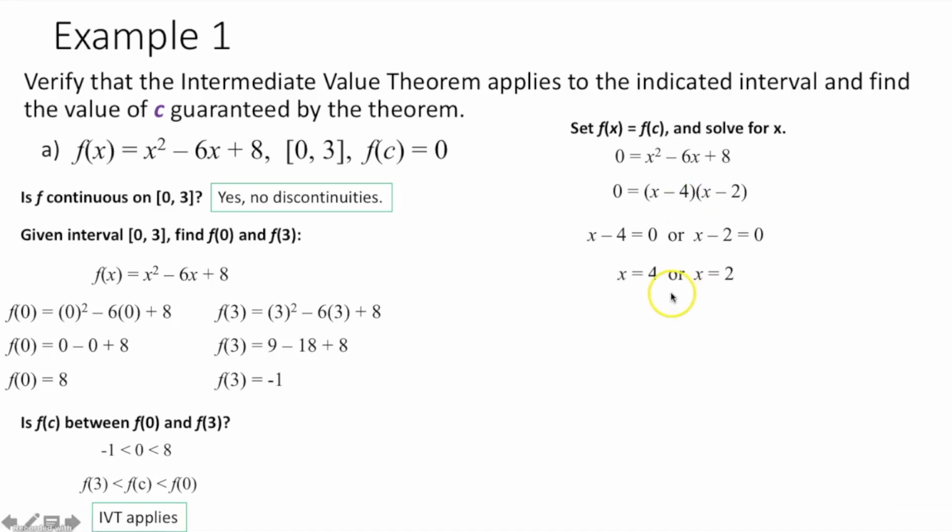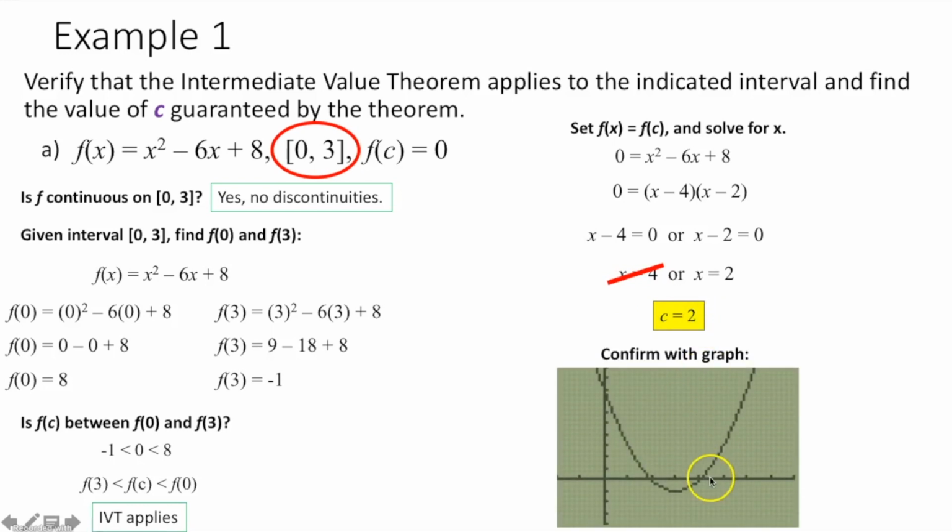But we look back at the original problem and we see that our closed interval was from 0 to 3. 4 is not on that interval, right? We're looking for an x value, c, that is on the interval 0 to 3 that would give us the y value of 0. Since 4 is not on that interval, we cancel that out and we see that our c value that we're looking for is actually 2.